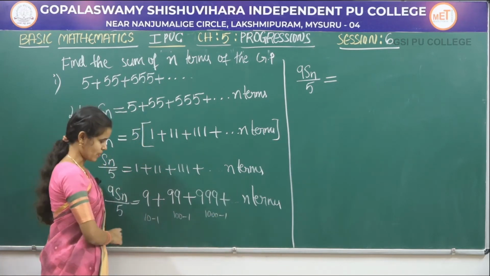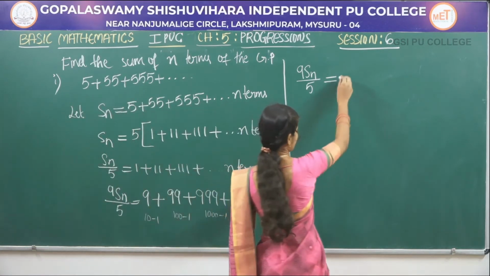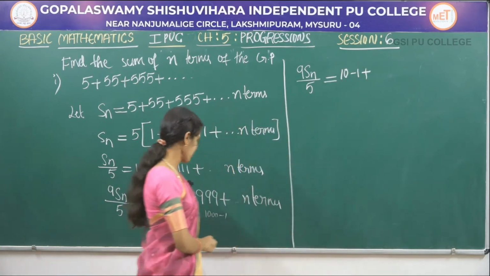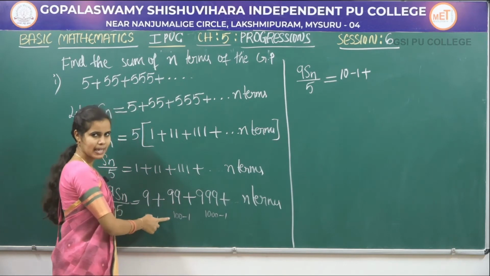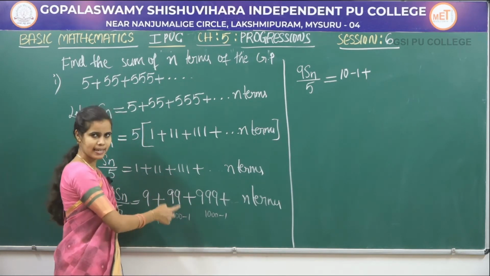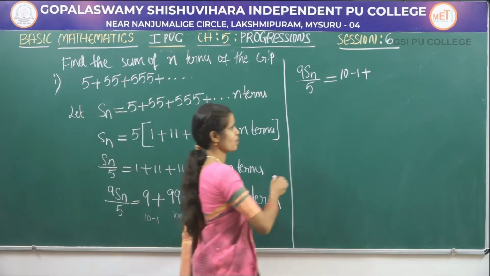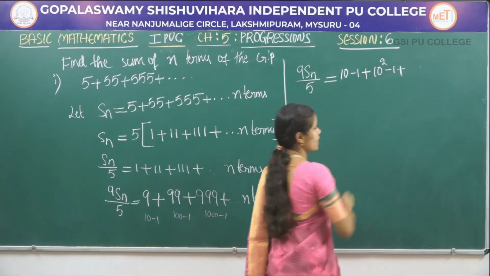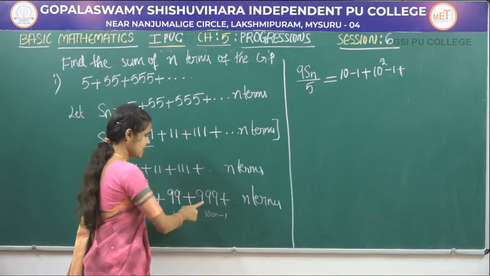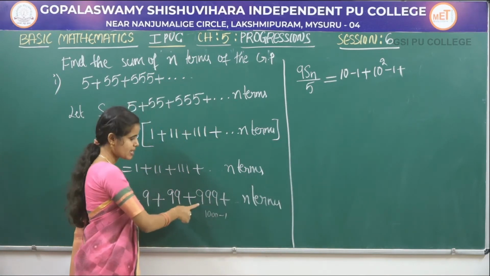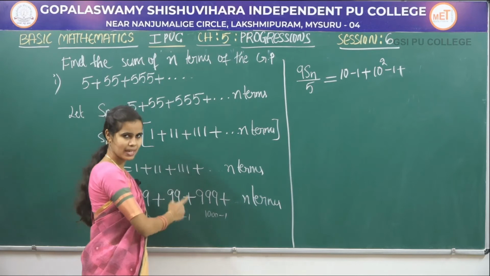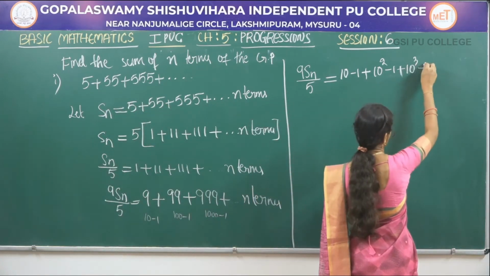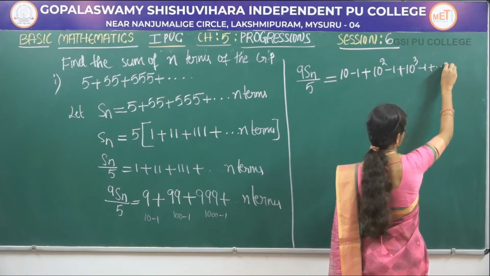So 9 can be written as 10 minus 1, right? 10 minus 1 plus 99 can be written as 100 minus 1, and 100 can be written as 10 square. So 10 square minus 1 plus 999, which can be written as 1000 minus 1. So 1000 means 10 cube. So 10 cube minus 1, up to n terms.